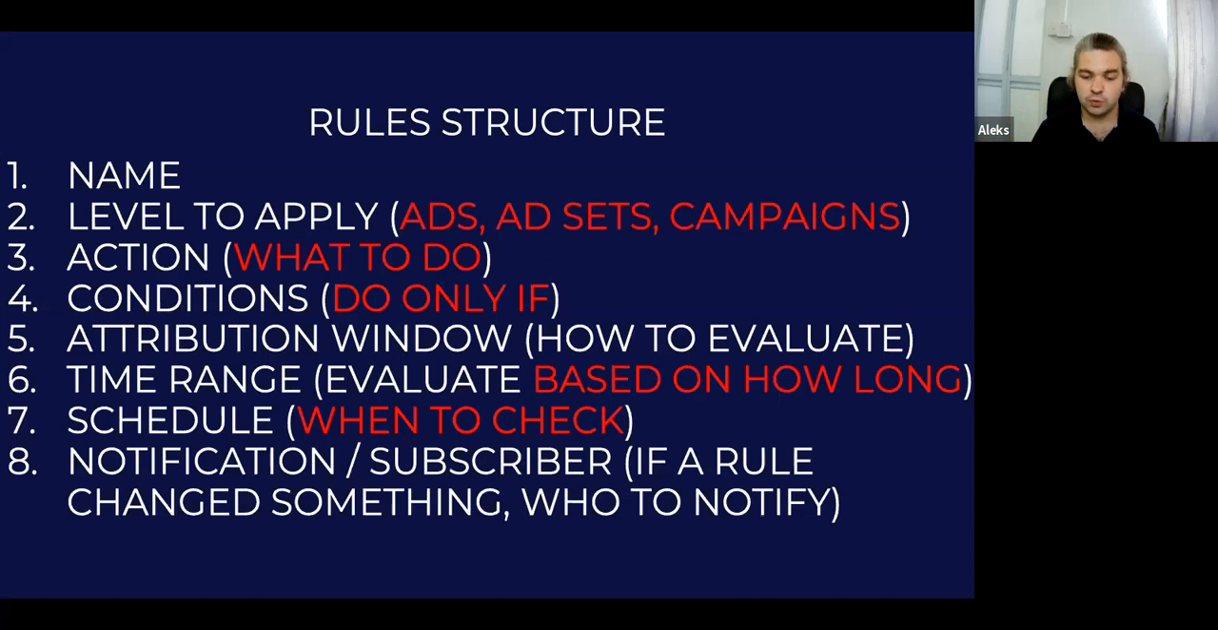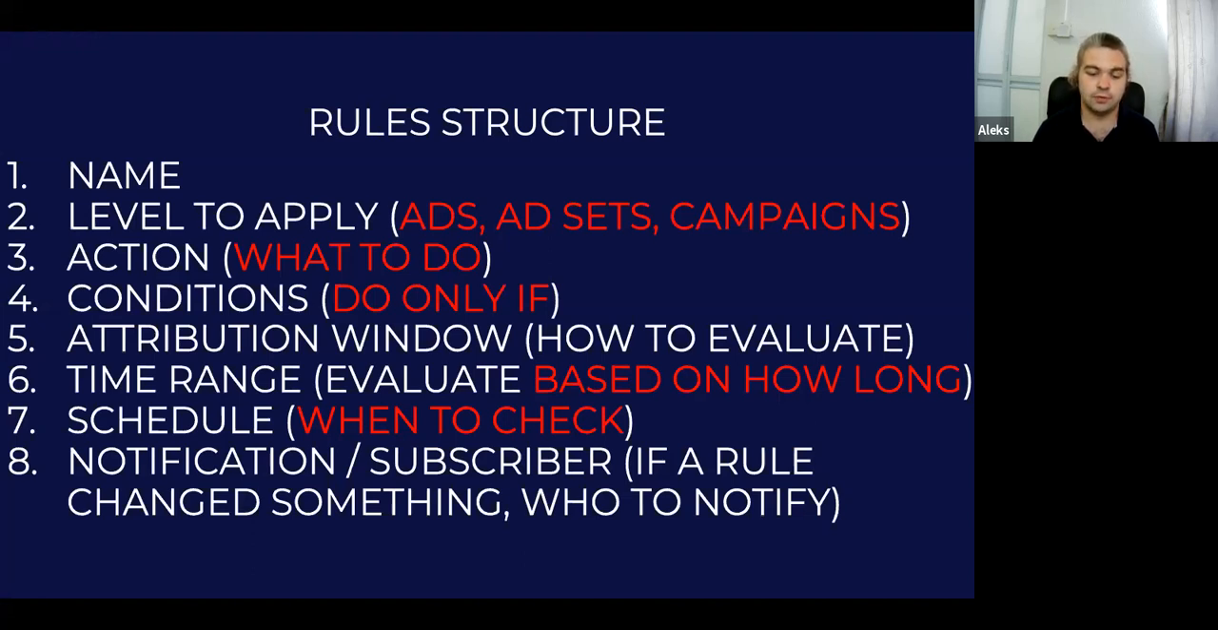Then there's the action, what we want to do, and the conditions, do it only if, that's why it's called a rule, so there's a condition inside. You have the attribution window. I won't go deep into detail, but basically this is about how to evaluate these results. So we have this condition section. Number 5 tells you how to evaluate the current value of, let's say, cost per click in terms of actions a user performs on your website. We had a separate discussion on attribution windows in the previous lecture, so I hope you understand what that is.